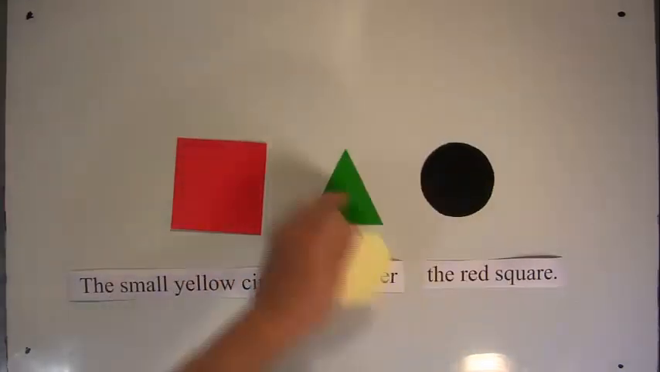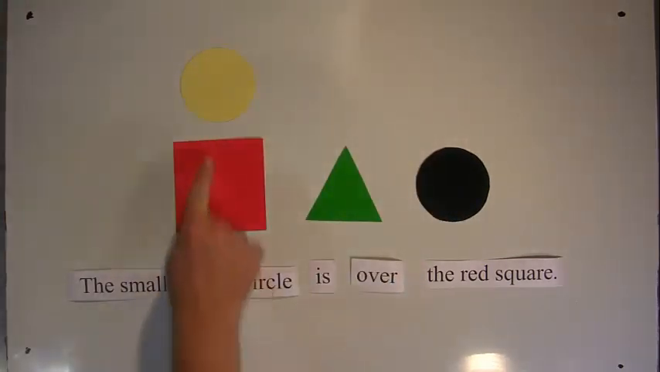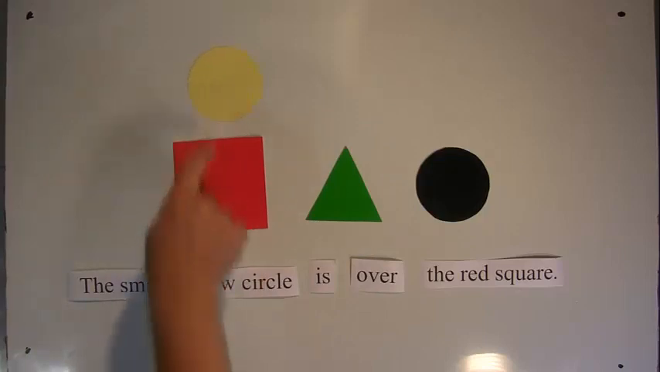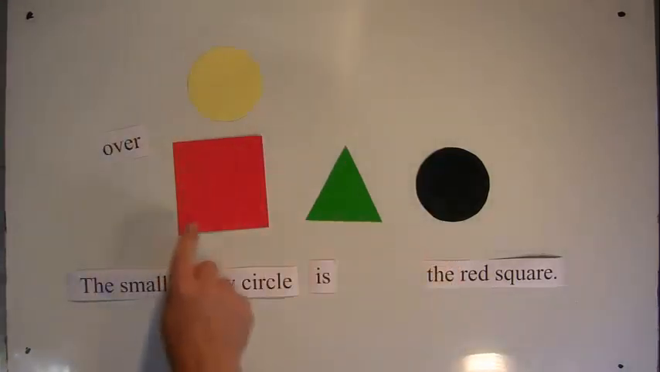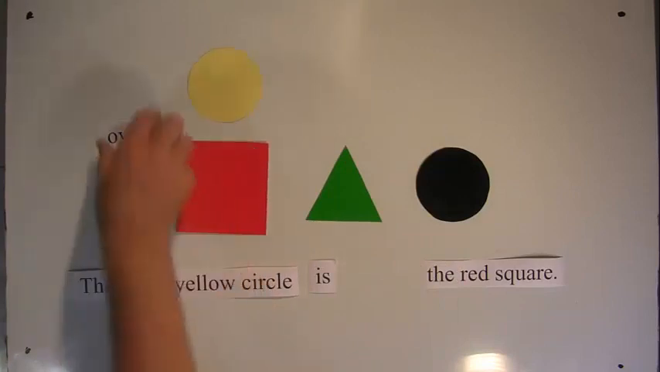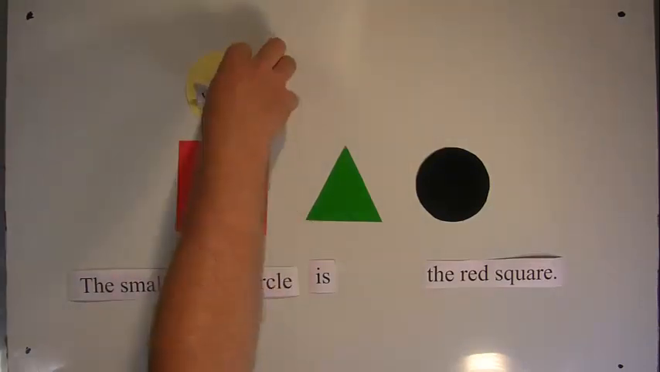Right? Now we have the small yellow circle is over the red square. See this relationship? This is over. Okay? The yellow circle is over the red square. Okay?